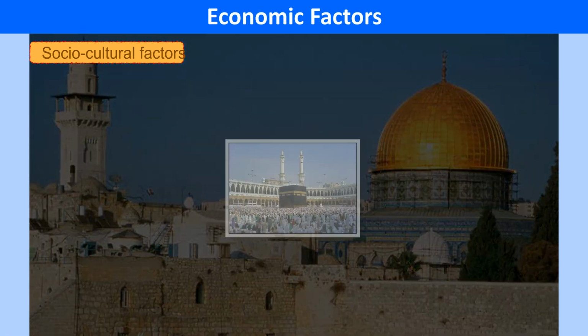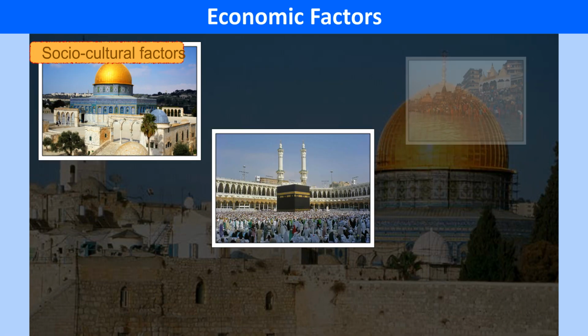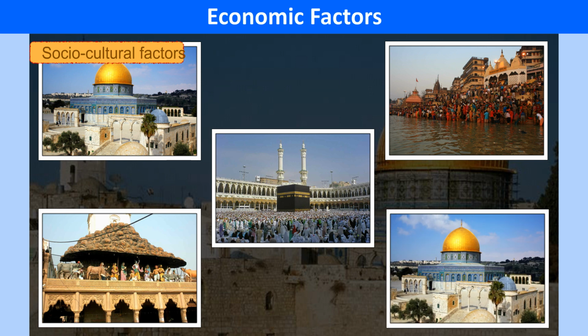Religious centers. Mecca, Jerusalem, Varanasi, Mathura and Rome are all centers that attract people of different religions. These have developed as commercial centers because they provide services that fulfill the needs of tourists. So, population tends to be higher here.